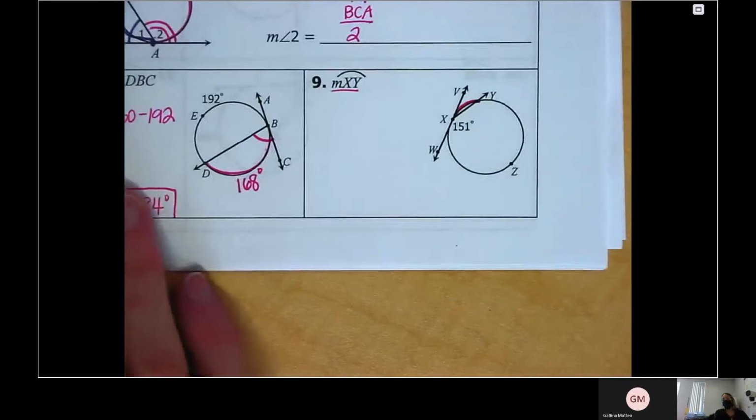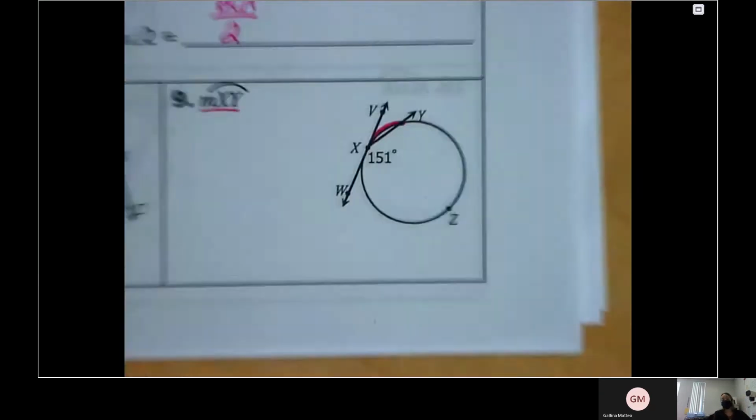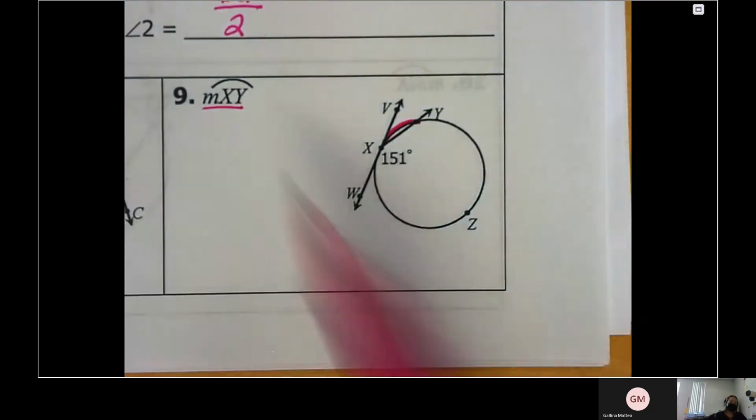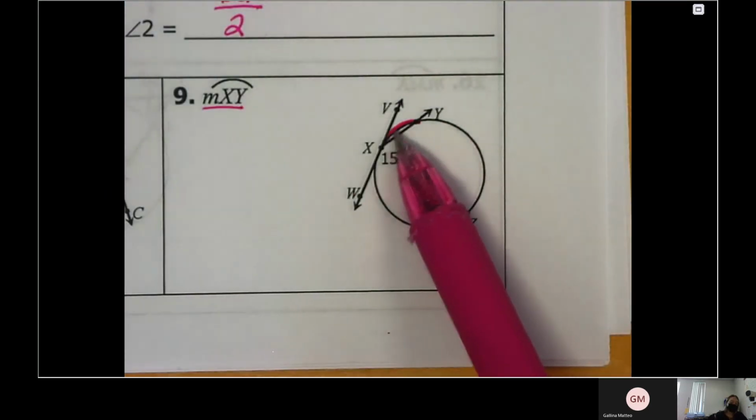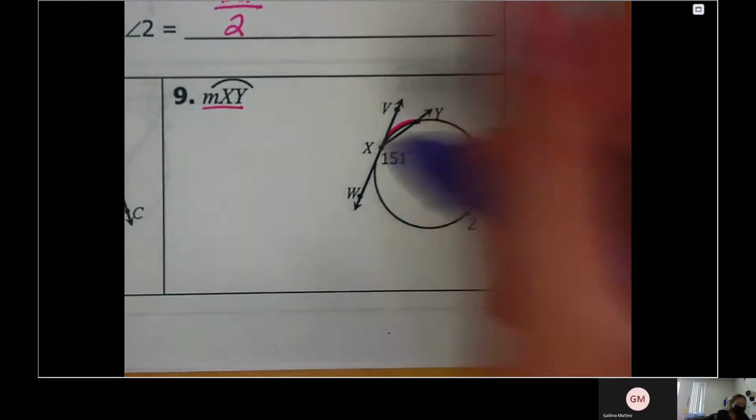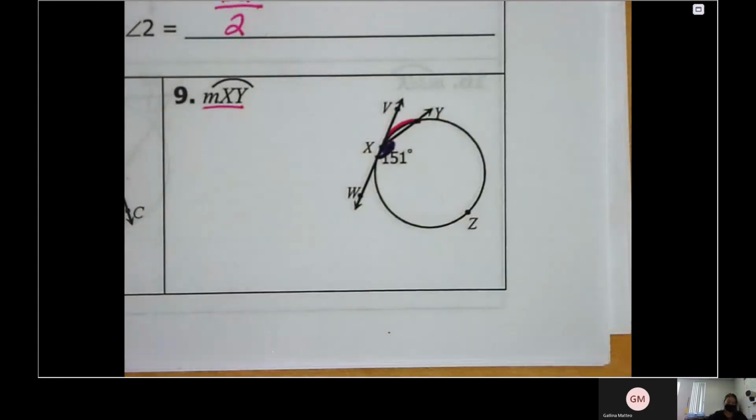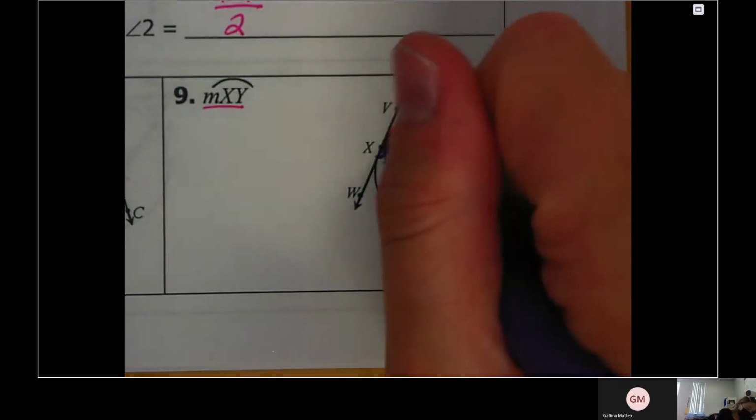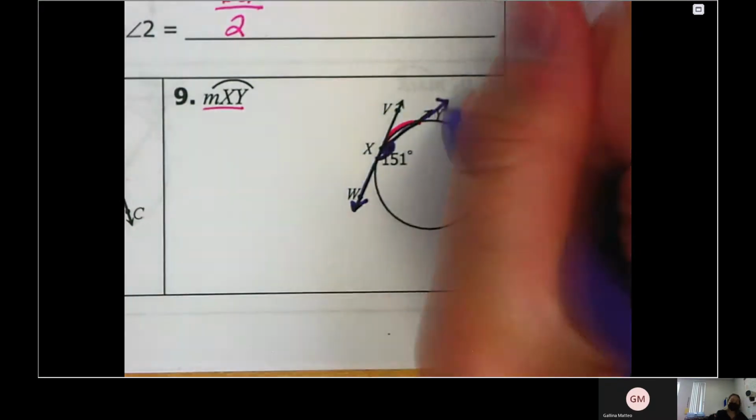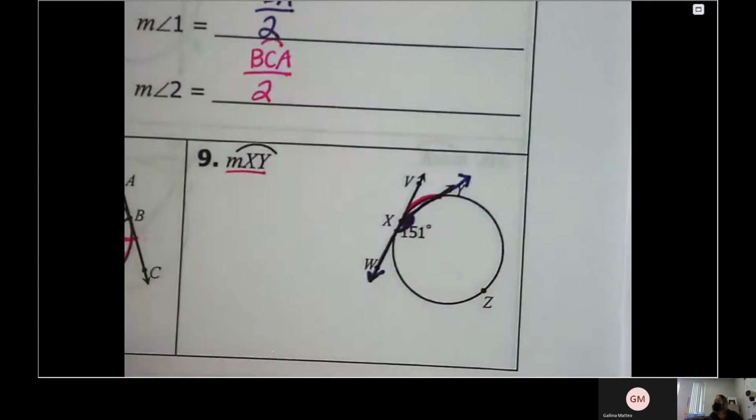Now, there are a lot of different ways you could go about this problem. But right now, if you look at that arc, you don't have the arc measure, and you definitely don't have the angle that goes along with it. The only thing you have is that this very large arc here is 151 degrees. So that's from here to here is 151. So, ideas. What do you think?